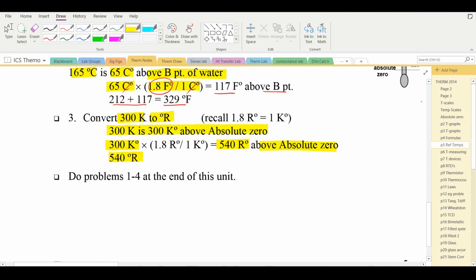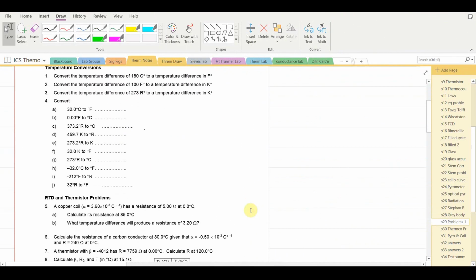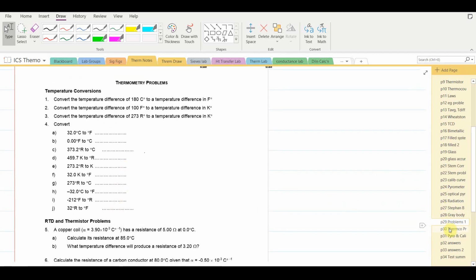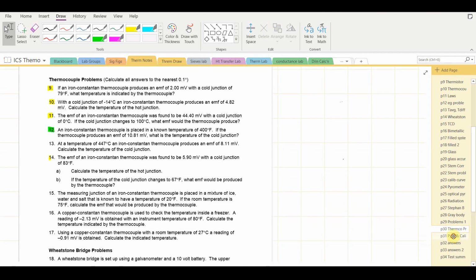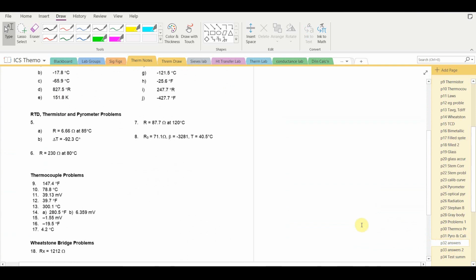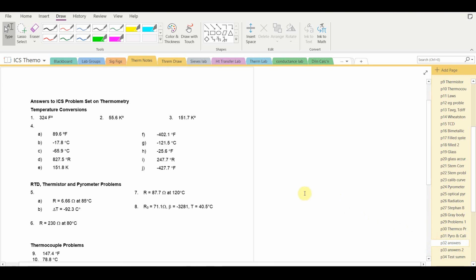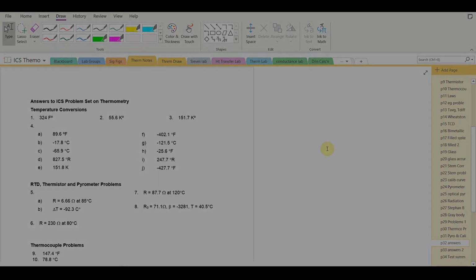That's 540 degrees Rankine. So at this point, you should be able to do problems 1 through 4 at the end of this unit, and so I'm assigning them to you as homework. Let me point out to you that beginning on page 29, we have problems. There's problems 1 through 4, and the problems continue on page 30 and page 31. Then the answers to the problems are on page 32 and 33. So you should go ahead and get started on those. And that concludes this first lesson on temperature measuring scales.